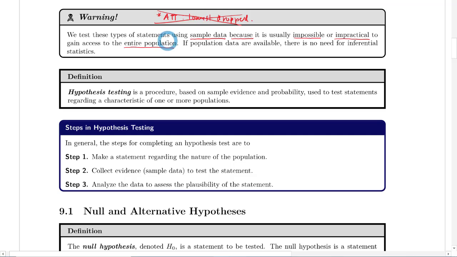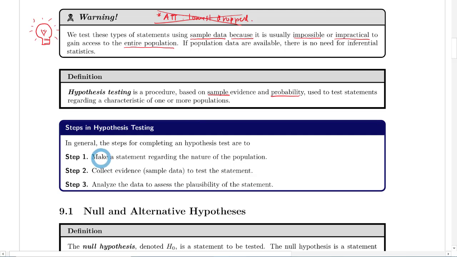Just always keep this in the back of your head, because sometimes we ask ourselves, why are we even doing this? Well, because we're never going to get the population, and this data is so valuable in so many different ways. Okay, so hypothesis testing is a procedure based on sample evidence and probability used to test statements regarding a characteristic of one or more populations.